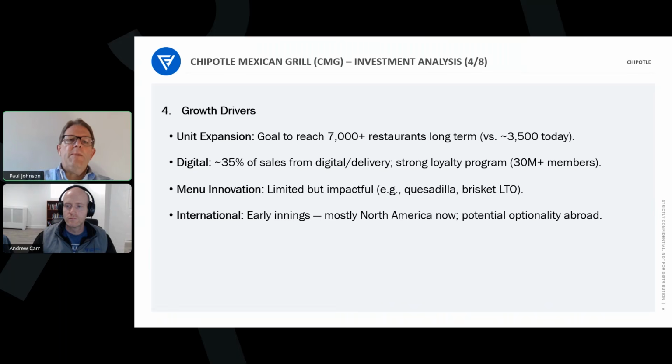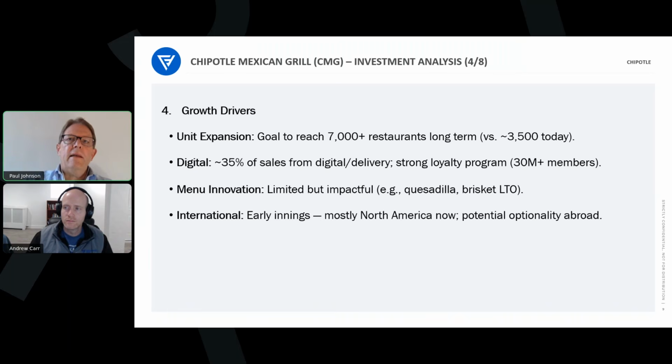Menu innovation, limited but impactful. Quesadilla, they don't have quesadilla. You can order quesadilla, but it's not on the menu. Brisket, I wouldn't be the one I'd go to, but it's interesting. So that one they get wrong, but again, not going to hurt me. All right, international, early innings, mostly North America now, potential optionality abroad. I'm going to write that down.